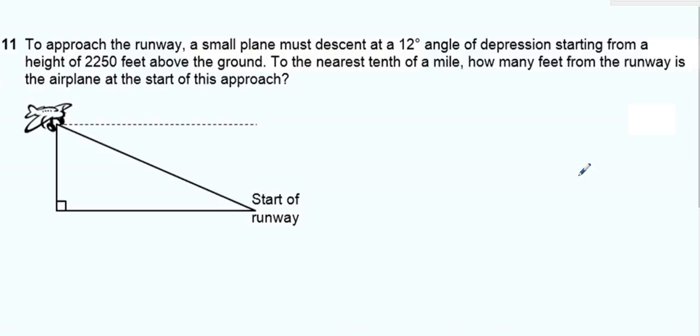So to approach a runway, a small plane must descend at an angle of 12 degrees, angle of depression. So from looking out, depression's looking down. That's 12 degrees. The angle of depression is always the same as the angle of elevation from the ending point that they're looking at.